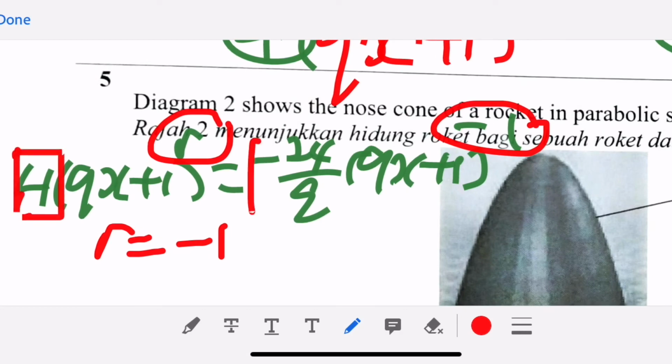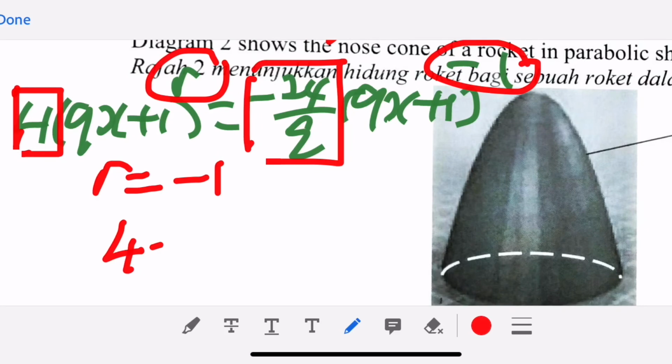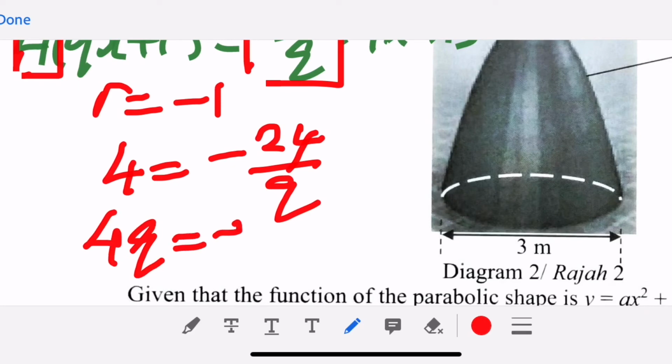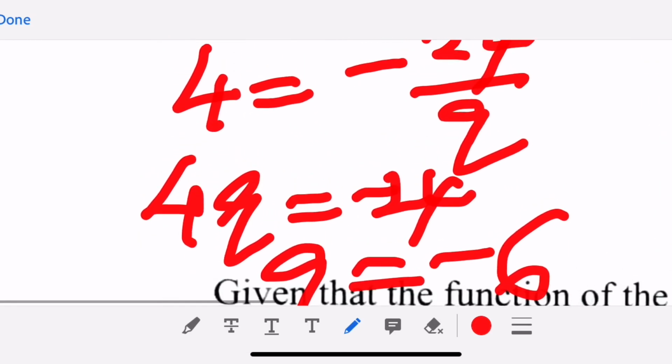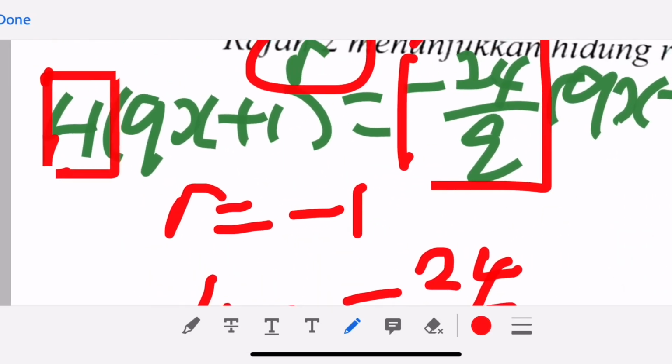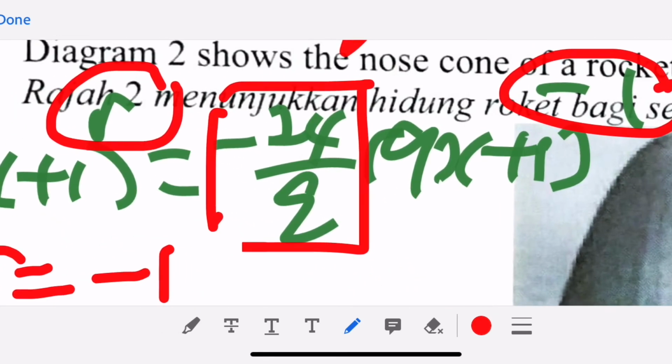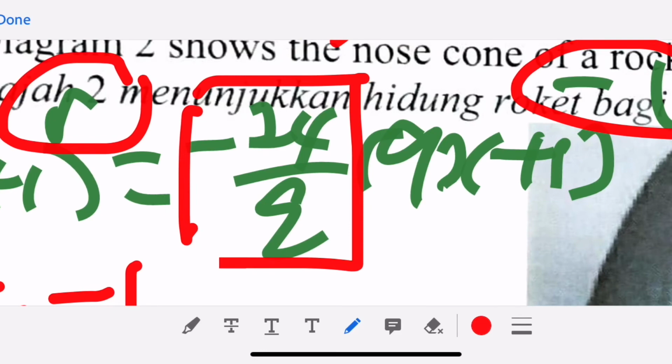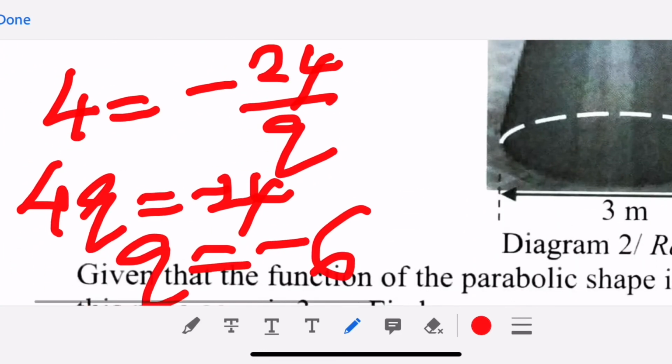So again, I show you 4 is equal to negative 24 over q. Then 4q equals negative 24, then q equals negative 24 over 4. So the q is equal to negative 6. Alright, that's how you solve the question involving differentiation, which is a bit challenging. Now we will go to the next question, which is much more challenging, which is integration. So let's have a look at the next question. All the questions here are very challenging and hot.